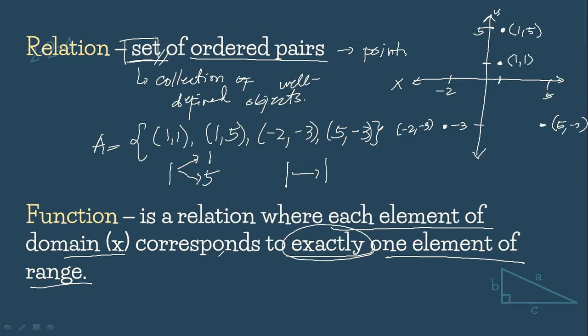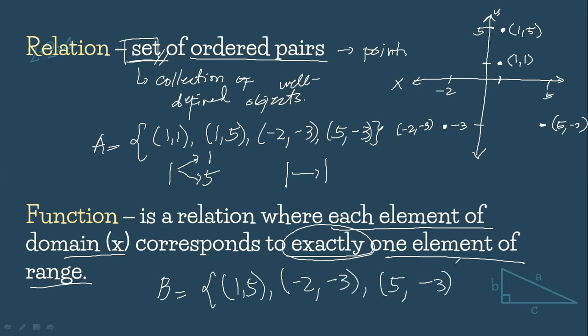So, ibig sabihin dito po, para ma-identify natin na this is a function, halimbawa the function B naman this time, consists of the ordered pairs (1, 5), (-2, -3), and (5, -3). So dito po ang naulit naman si y. Pero okay lang naman po yun as long as na si x ay hindi na uulit.